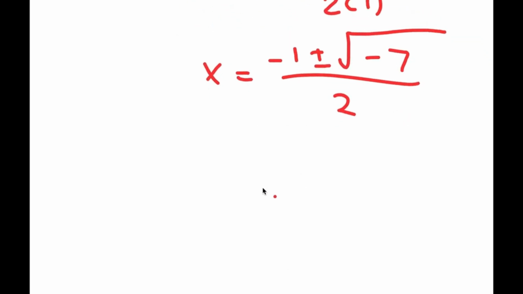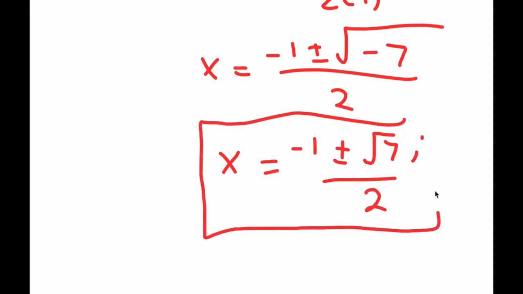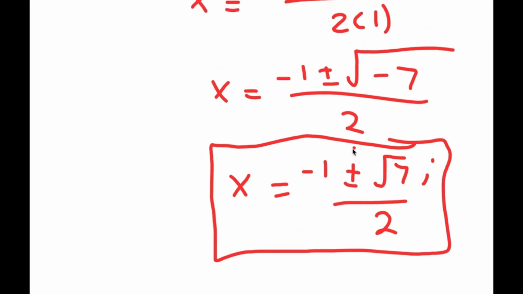Now I have this over 2. And this is equal to negative 1 plus or minus the square root of 7i over 2. So these are my three solutions.